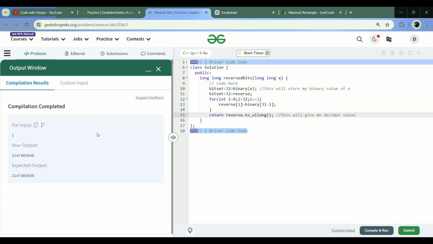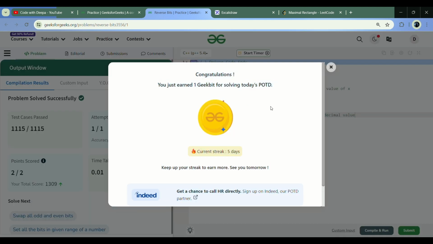You can see it is producing correct output. Now let's just submit this. It has passed all the test cases and we have completed today's problem of the day.